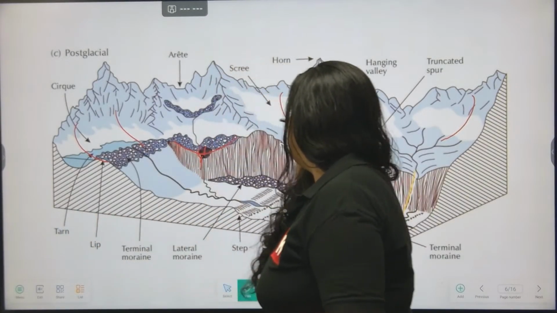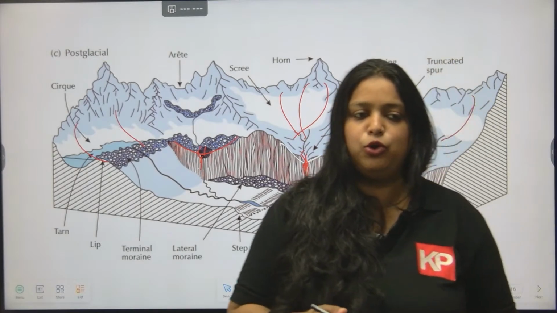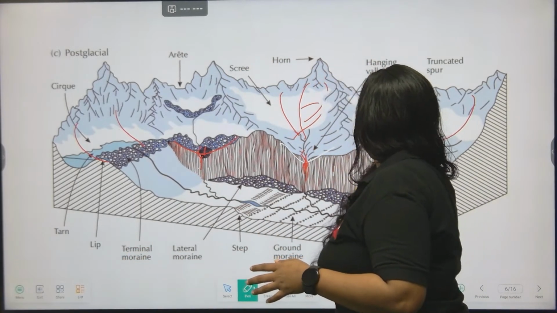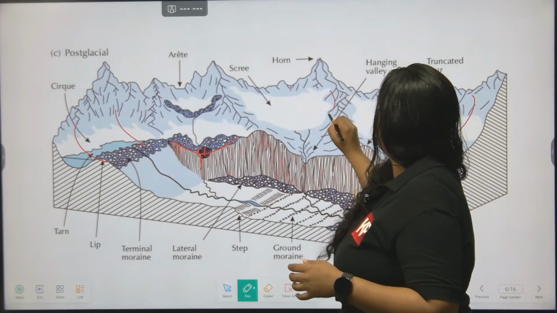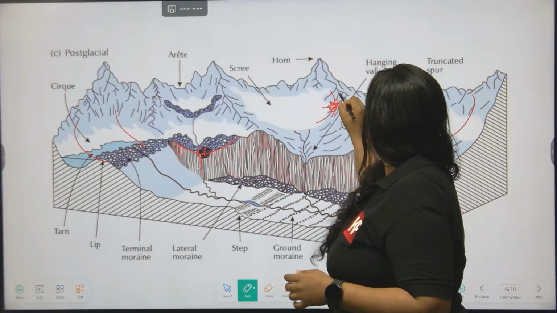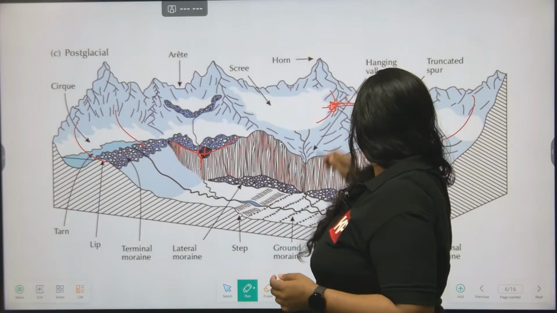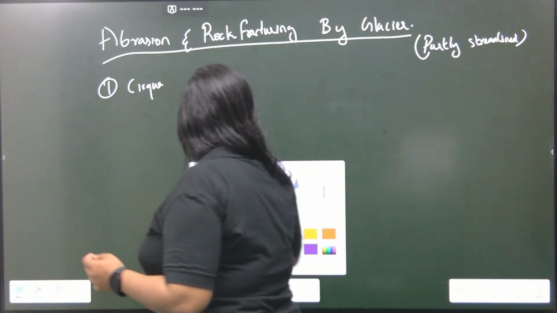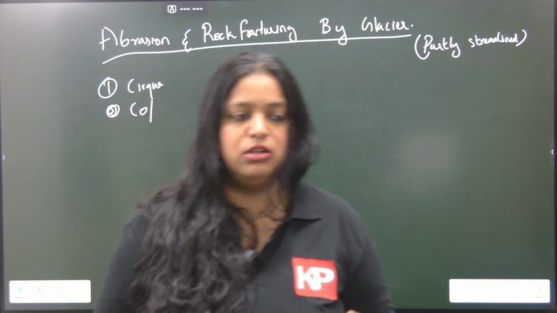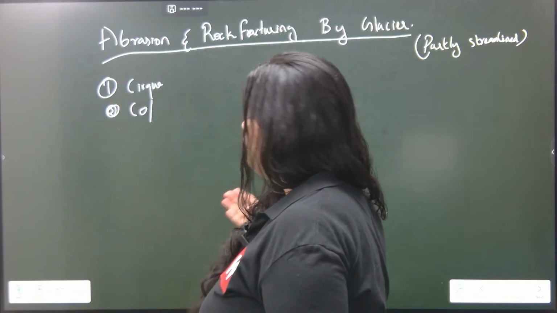Then if two cirques, one from here and another from here, keep on growing facing in opposite directions, it causes the formation of a low pass in between these two valleys. That is the low pass connecting the two cirques facing opposite directions. That's what is called a col.